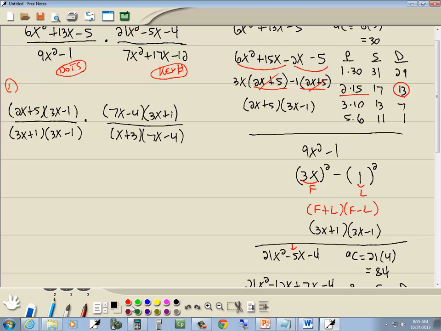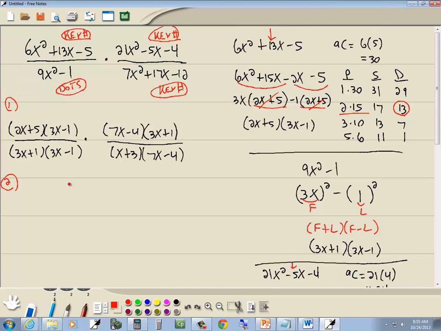And now step 1. Okay. Step 2, cancel. Your only guideline is one's on top, one's on the bottom. They don't have to be in the same fraction. They can be. And they're the same. So one's on top, one's on the bottom, and they're the same. Well, here's a 3x minus 1, here's a 3x minus 1. So those are going to cancel.